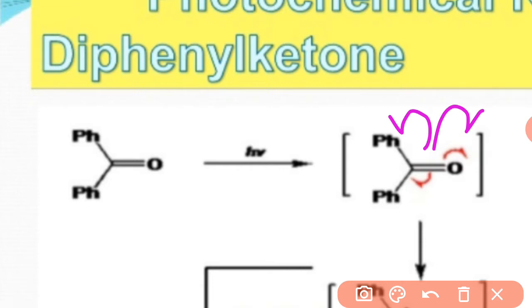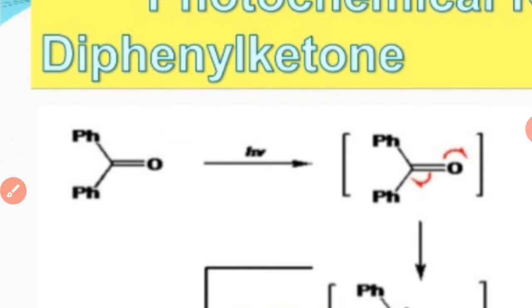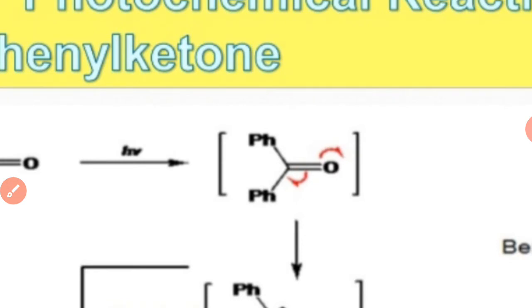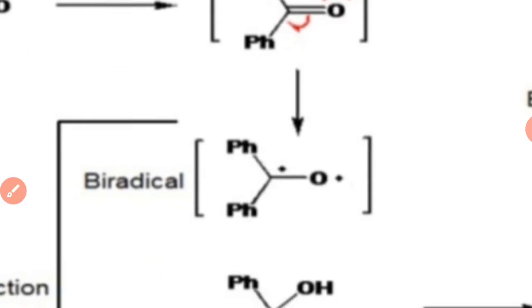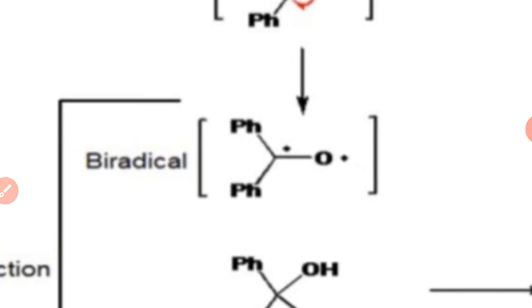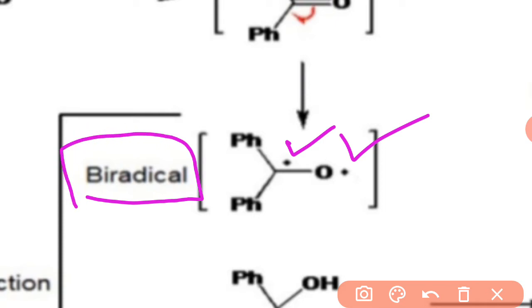So just check the example. This is a diphenyl ketone. Diphenyl means two phenyl groups are added to the ketonic part. It is going to create some differences in the amount of electrons it has. So one electron will be shifted to this side, one electron will be shifted to this carbon. The product that will be generated, an intermediate, will be a biradical. This is called a biradical because it contains two radicals within one molecule.